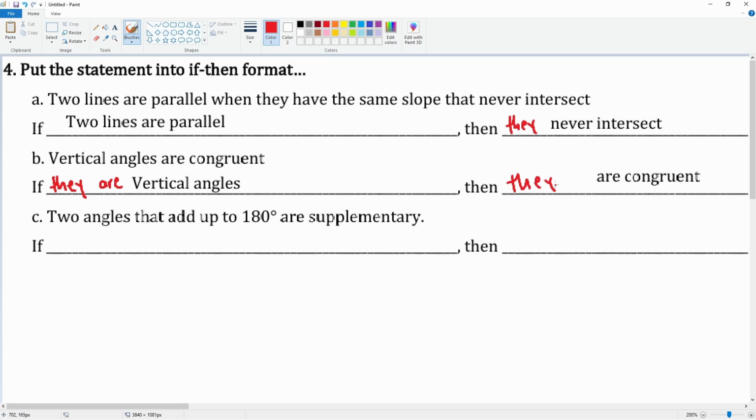Next, two angles that add up to 180 are supplementary. We can say two angles add up. If two angles add up to 180, then we can just write they are supplementary. There you go. That is how you put it in an if-then statement.